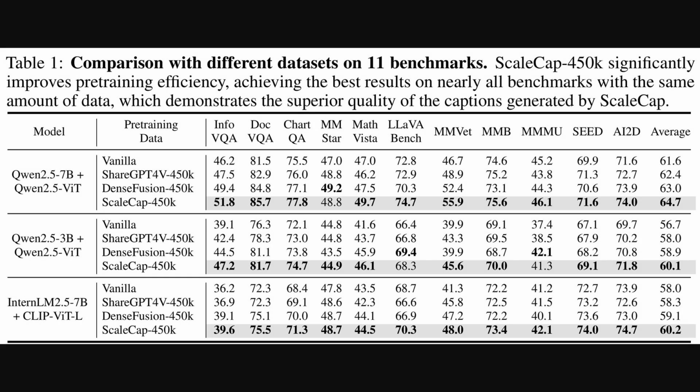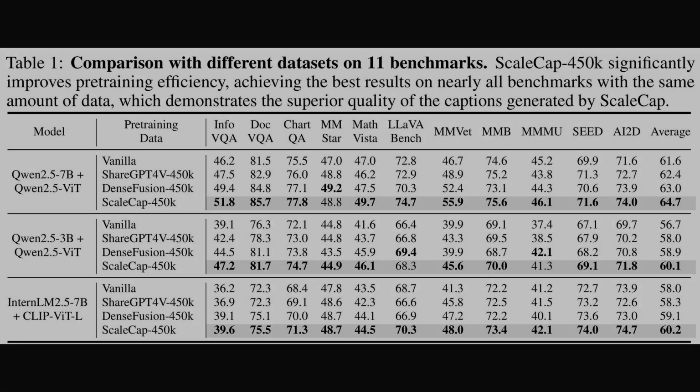So, all that clever engineering with question answering and sentence rating, does it actually work? Well, this table lays out the proof. It compares several models after they've been pre-trained on different caption datasets, including the new ScaleCap 450K dataset. And the results are really clear. Across 11 different benchmarks, from InfoVQA to MMVet, the models trained with the ScaleCap data consistently get the highest scores. Looking at the Qwen2.5-7B model, its average score jumps to 64.7, a really solid improvement that shows the quality of these new captions.